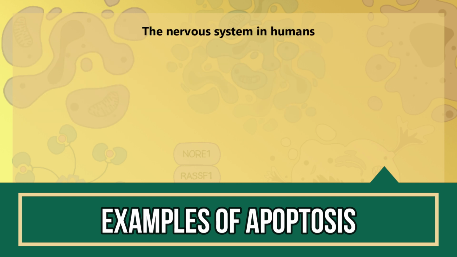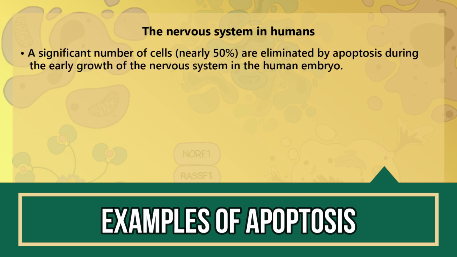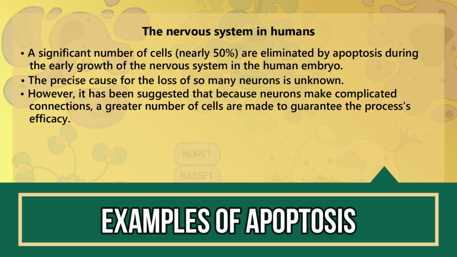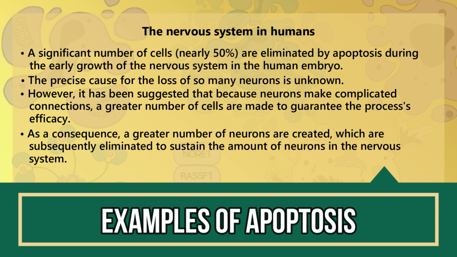The nervous system in humans. A significant number of cells, nearly 50%, are eliminated by apoptosis during the early growth of the nervous system in the human embryo. The precise cause for the loss of so many neurons is unknown. However, it has been suggested that because neurons make complicated connections, a greater number of cells are made to guarantee the process efficiency. As a consequence, a greater number of neurons are created, which are subsequently eliminated to sustain an amount of neurons in the nervous system.